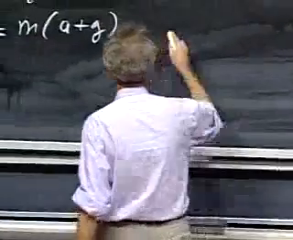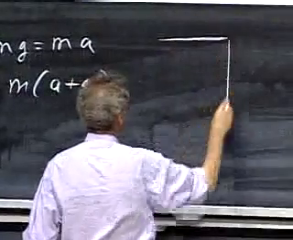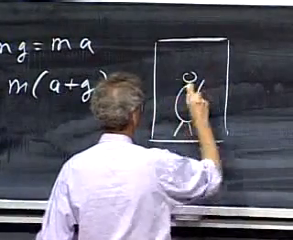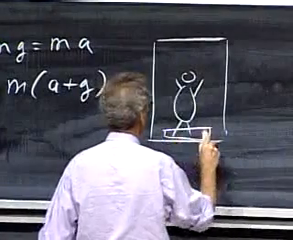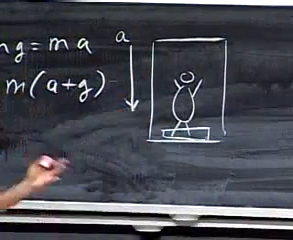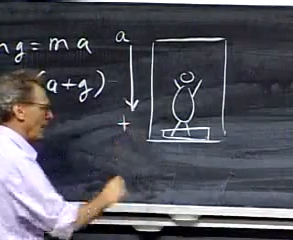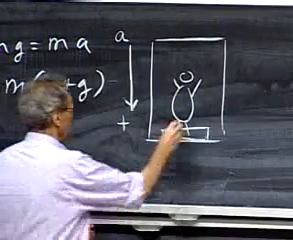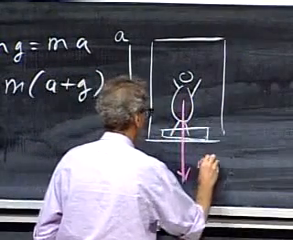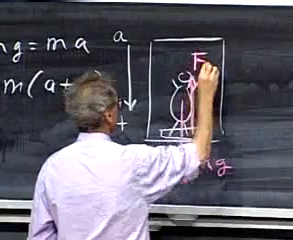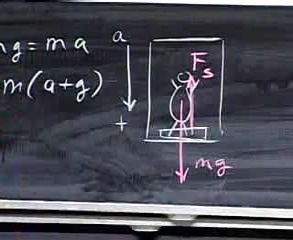Now, I'm going to put you in the elevator. Here you are. And I'm going to accelerate you down. This is now a. And just for my convenience, I call this now the plus direction. It doesn't really matter. So now we have here mg. That is gravity acting upon you. And now you have the force from the bathroom scale.